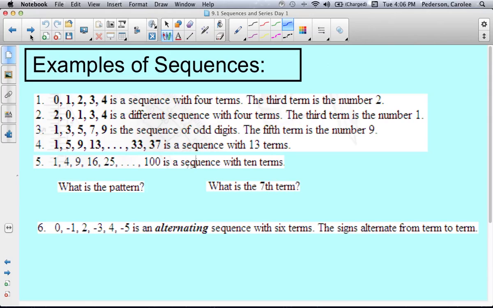This last example has an alternating sequence. It starts with a positive number, then a negative number, then a positive number, then a negative number, and then a positive and a negative. It has an alternating sequence with 6 terms.